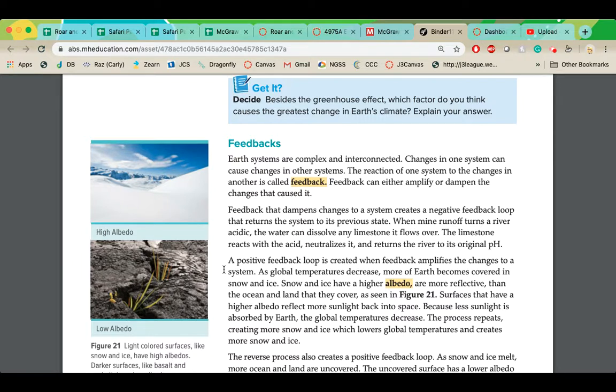The next one is feedbacks. And feedbacks are really kind of harder to understand, so I want to take a second to explain it. So it brought up this example of albedo. And albedo is, like here in this first picture, has high albedo. This is where, because the ground is covered in very white reflective snow, it's going to reflect a lot of the light and a lot of the sun back up into the atmosphere.